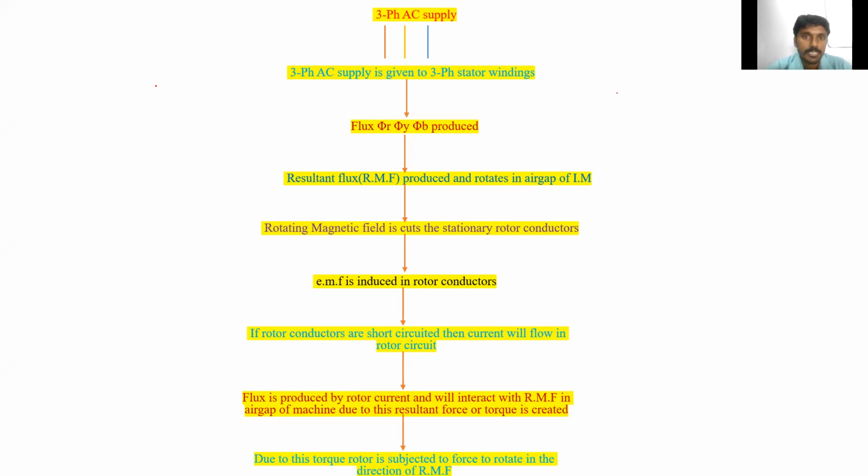Okay, A winding, B winding, C winding, or A phase, B phase, C phase, and so on. It may be a star connection or delta connection. But simply what we can say, the stator is having the 3 circuits or 3 coils or 3 windings. So this 3-phase AC supply is given to the 3-phase stator windings. After that, what will happen?